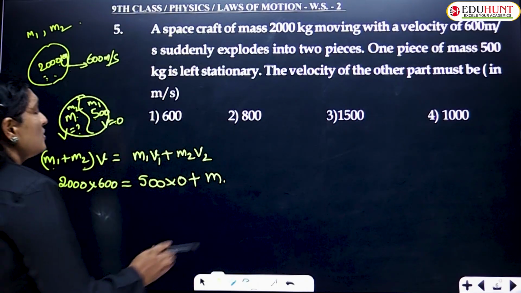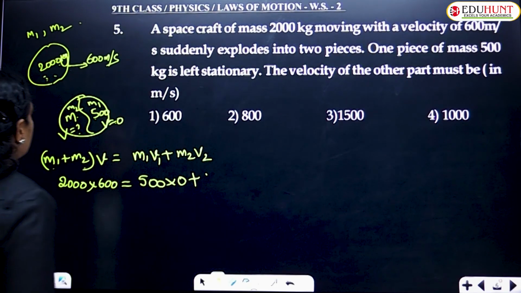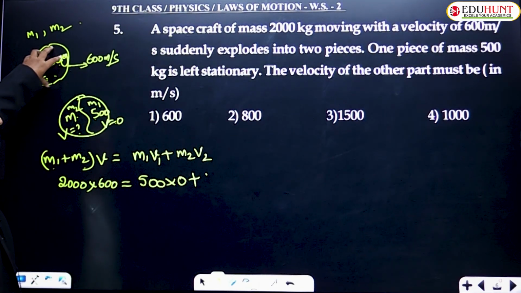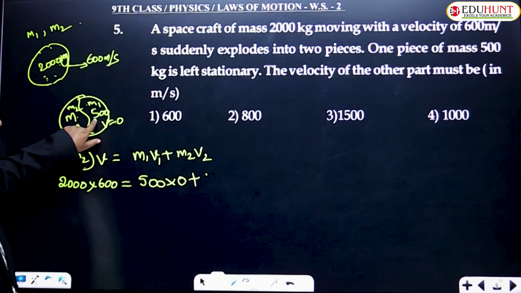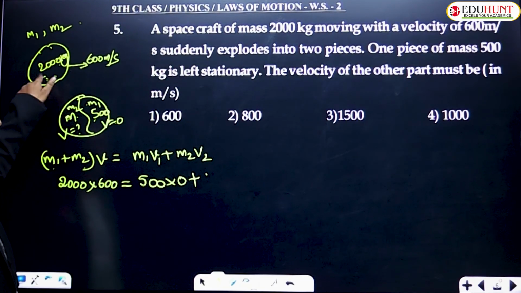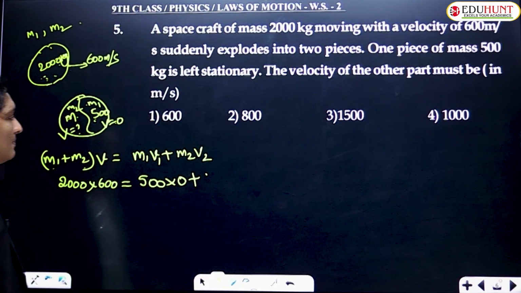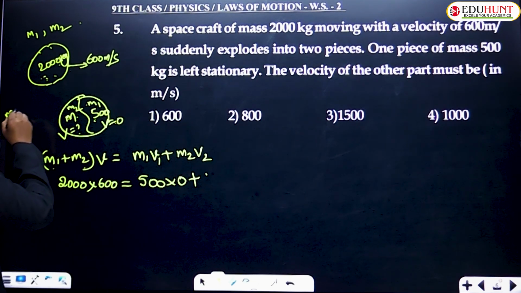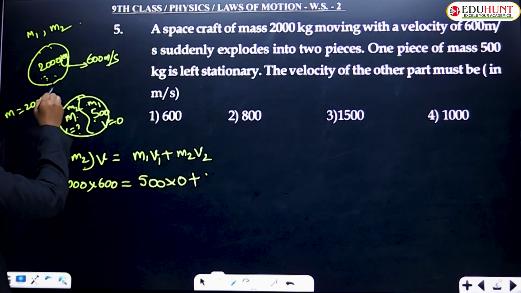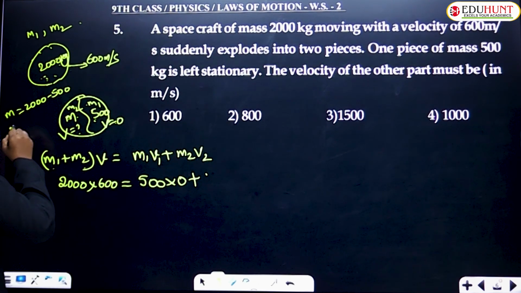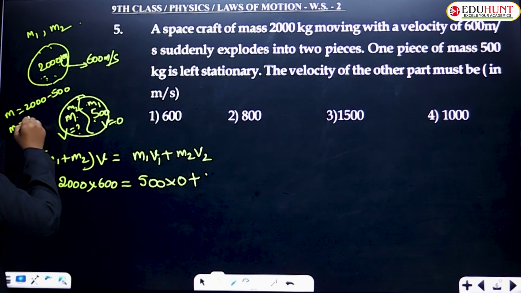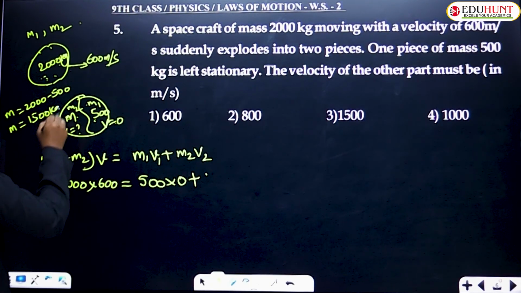But what must be m, children? You must be knowing this. The total mass is 2000 kg. If one mass is 500 kg, the leftover mass must be 2000 minus 500. It's nothing but 1500. So m2 equals 1500 kg.